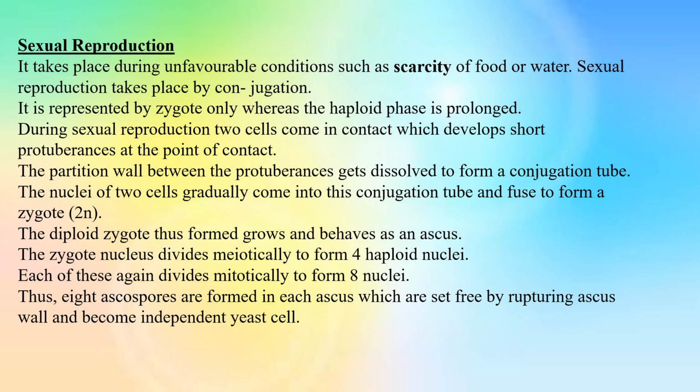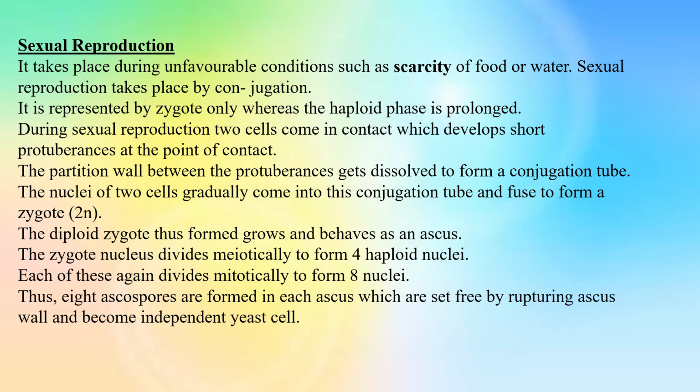During sexual reproduction, two cells come in contact and develop a short protuberance at the point of contact. The partition wall between the protuberances gets dissolved to form a conjugation tube. The nuclei of the two cells gradually come into the conjugation tube and fuse to form a zygote. The diploid zygote thus formed grows and behaves as an ascus. Now the zygote nucleus divides to form four haploid nuclei. Again it divides into eight nuclei. Thus 8 ascospores are formed in each ascus, which are set free by rupturing the ascus walls and become independent yeast cells.